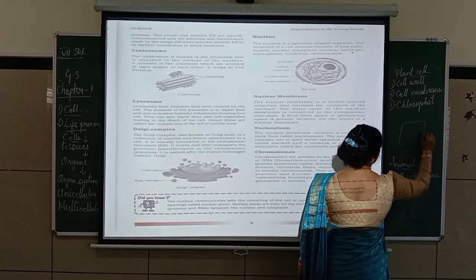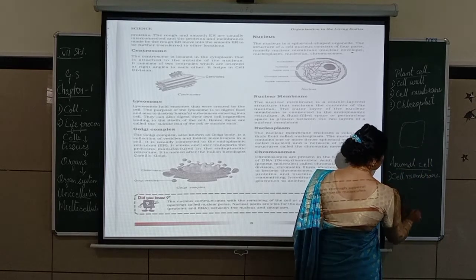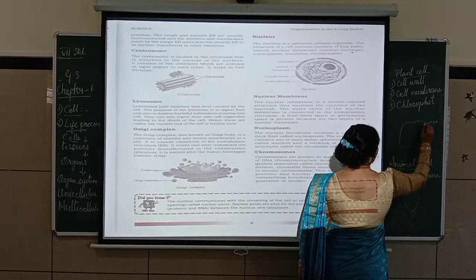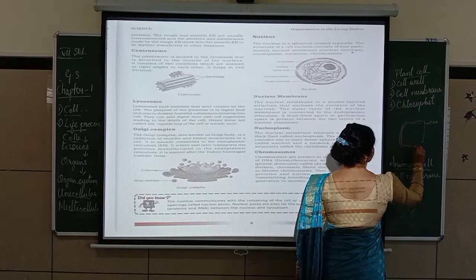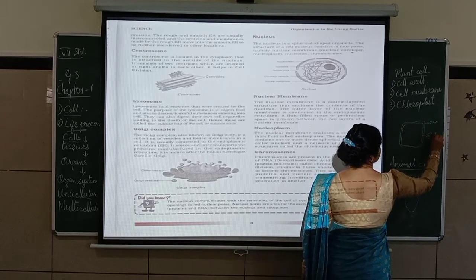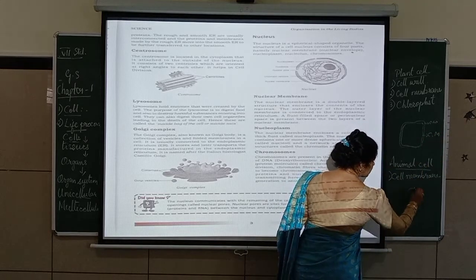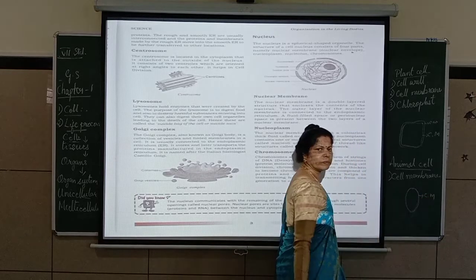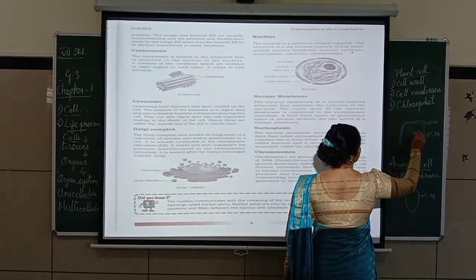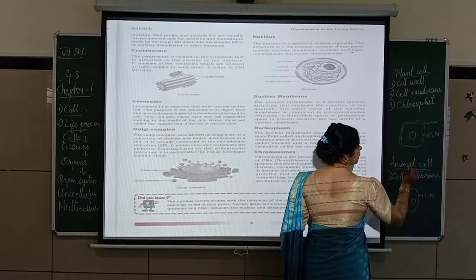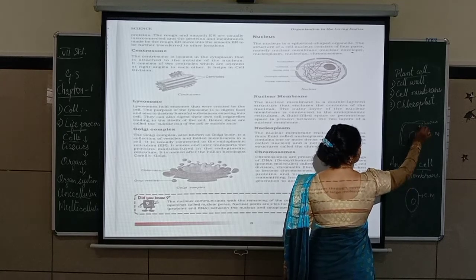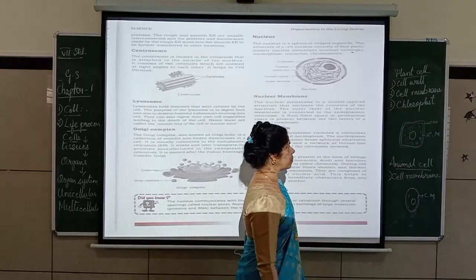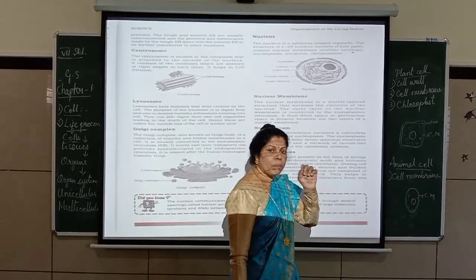Actually, the plant cell will be a little square, and the animal cell is oval in shape. Clear? So here the outermost covering will be the cell wall, and inside will be the cell membrane. Got it? But in the animal cell, the outermost covering will be the cell membrane. Clear? And inside there is a jelly-like substance, and this jelly-like substance is called the cytoplasm. Inside the cytoplasm, there are small minute structures.